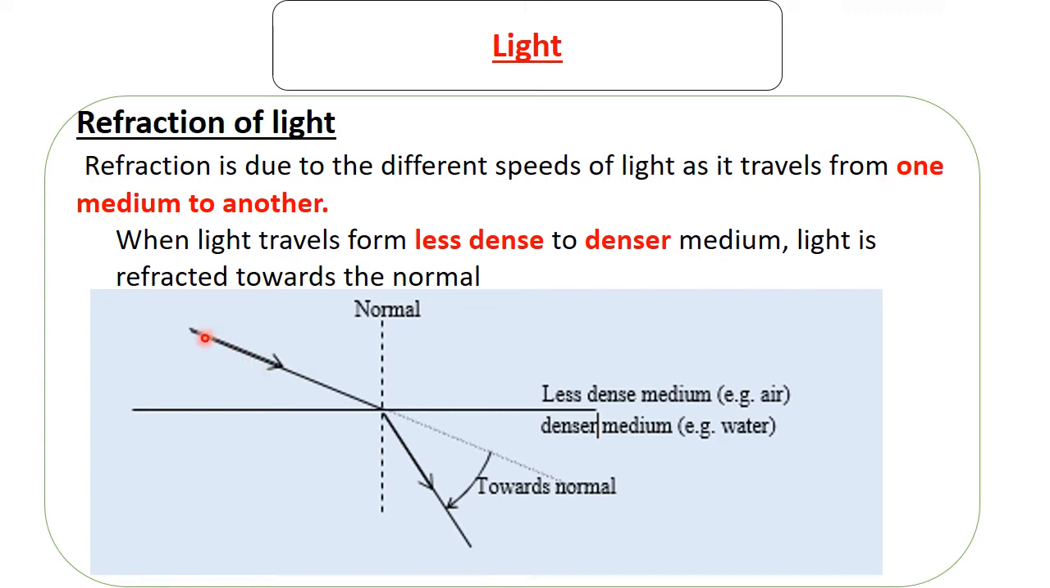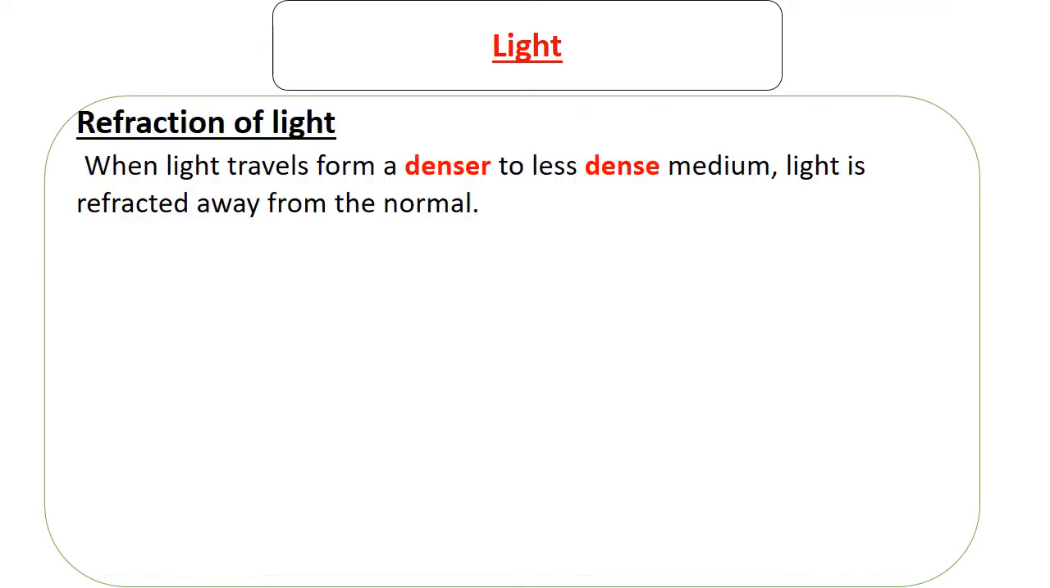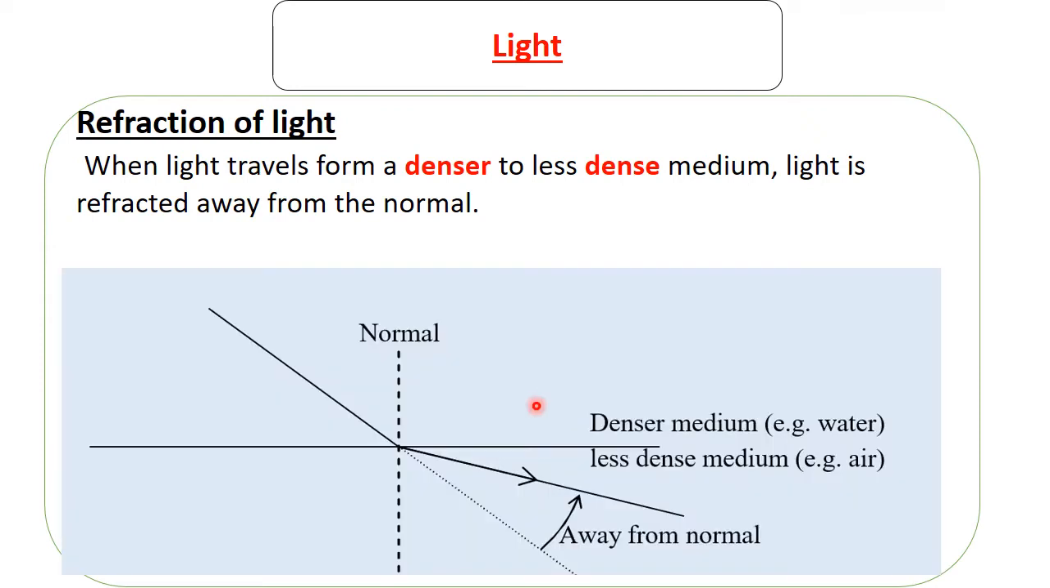So in this scenario, the light ray is going to be bent towards the normal. If this is less dense and this is denser, then the ray is going to be refracted towards the normal. That's the behavior. What about when it's opposite, when it's coming from a denser to a less dense medium? When light travels from a denser to a less dense medium, light is refracted away from the normal. So we have this situation.